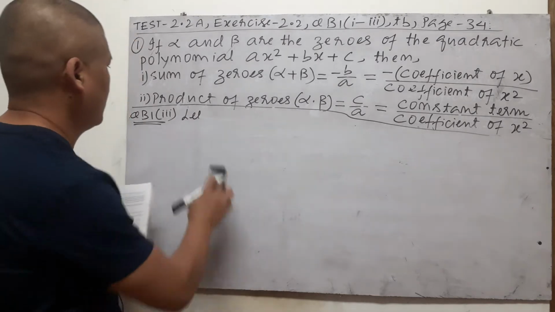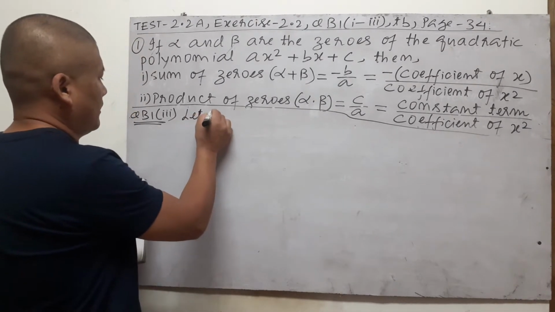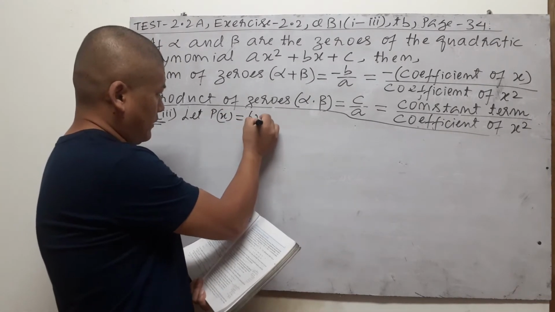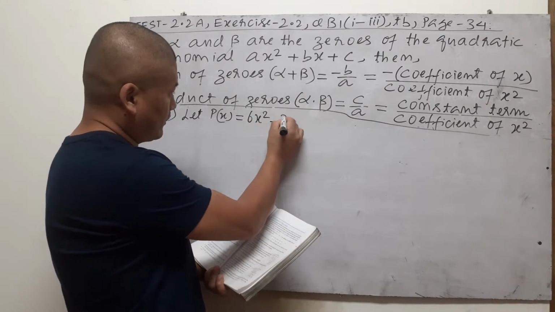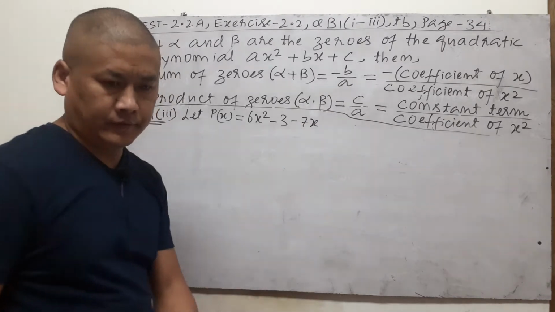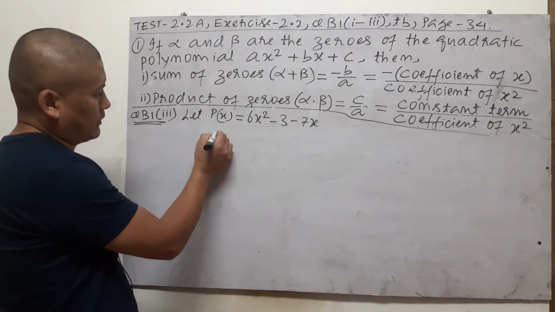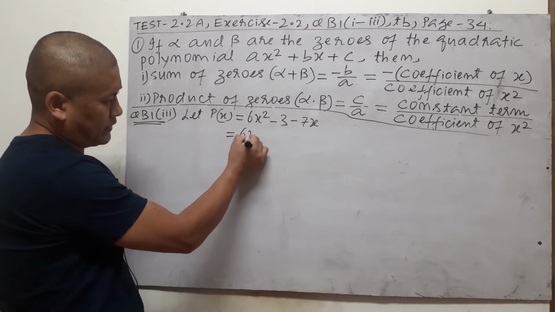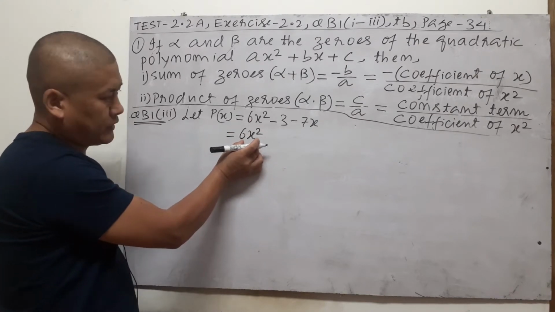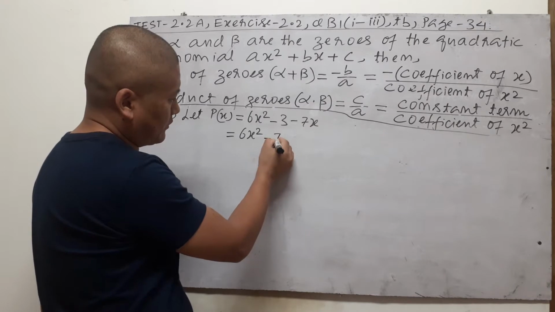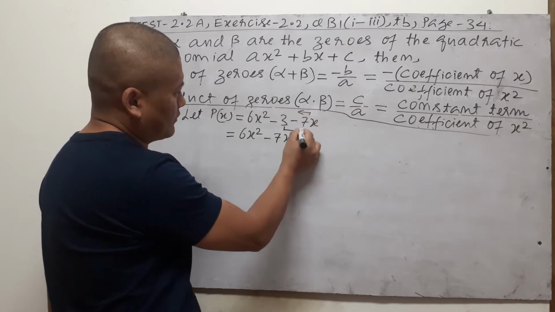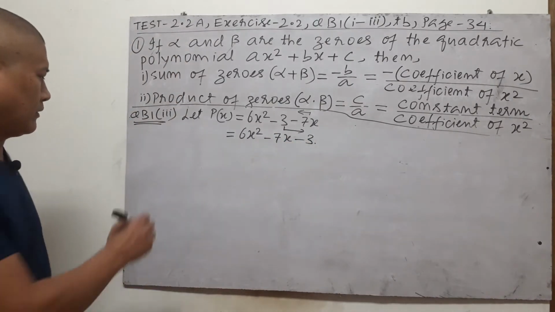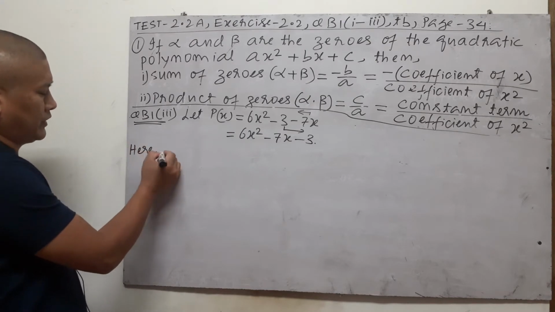Okay, let P of x be the given quadratic polynomial, 6x squared minus 3 minus 7x. As we have been saying, it is important that we arrange this in descending order of the powers of x. So the x squared term, 6x squared, is in the first place, and the x term is now in the second place, so we bring it there. And then minus 3, which has no x squared and x, should go to the third place. That way we can now figure out the coefficients of x squared, x, and the constant term.